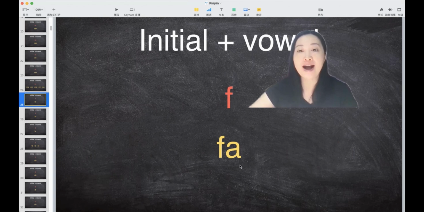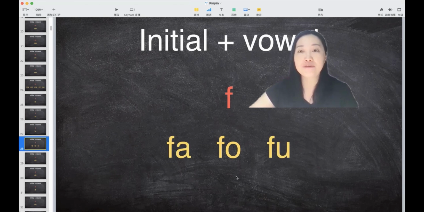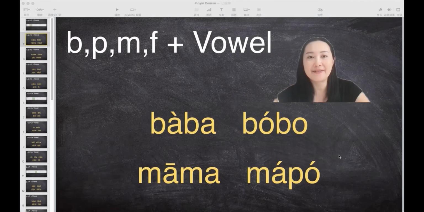Fu, Fu, A, Fa, Fa. Fu, Fu, O, Fo, Fo. Fu, Fu. So from left to right, fa, fo, fu. Here you will see some Pinyin units together with the tone marks.